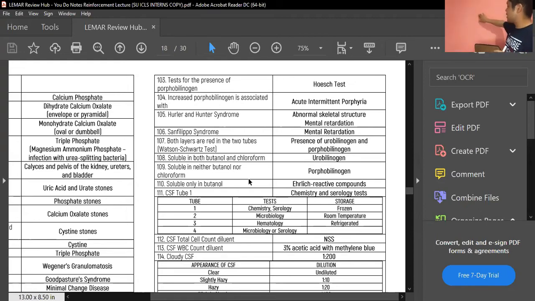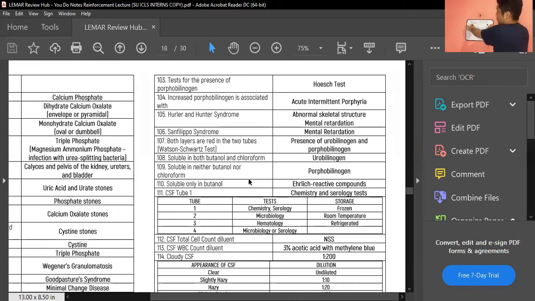Okay. Oh my gosh, I'm not ready yet, dears. I am the whiteboard. So again, Watson-Schwartz. What we will do is usually for the differentiation of a red urine. You use butanol and chloroform. So you divide the tubes into two. You have two pairs here. How do we remember?